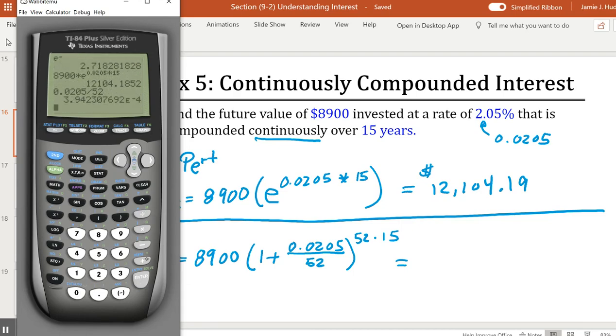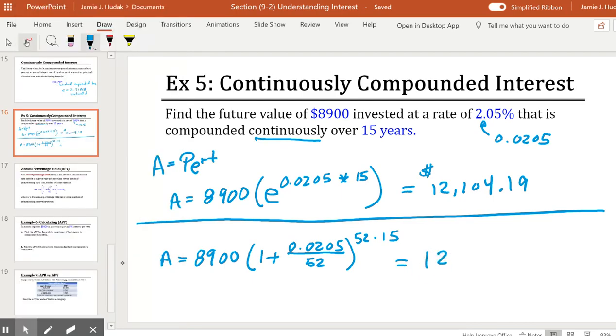So I simplified the decimal. I'm going to add 1 to it. And now I'm going to say 8,900 times parentheses. I'm going to just copy and paste this value into here and raise it to an exponent of 52 times 15. And it gives me an answer of $12,103.45. N equals 52. So we see the difference here is less than $1 over 15 years.